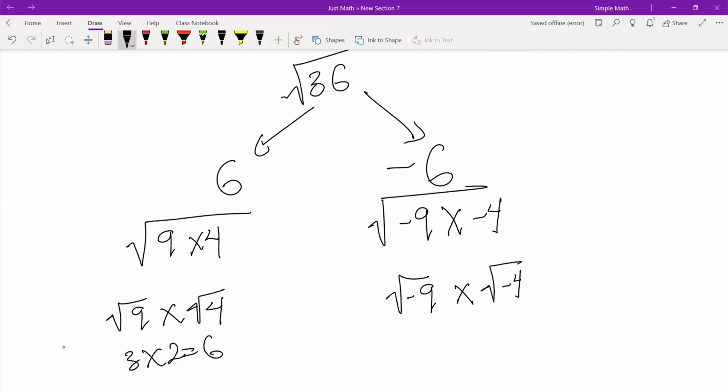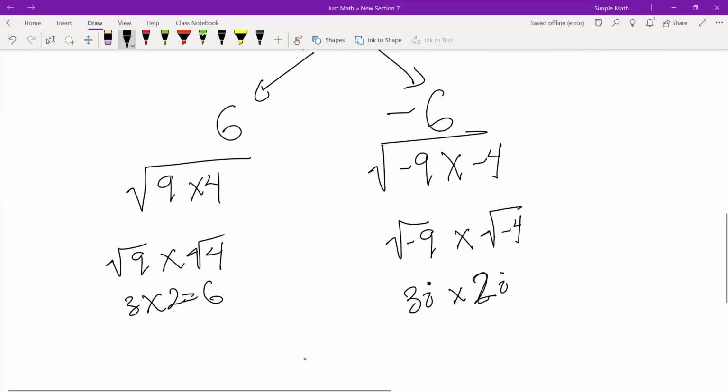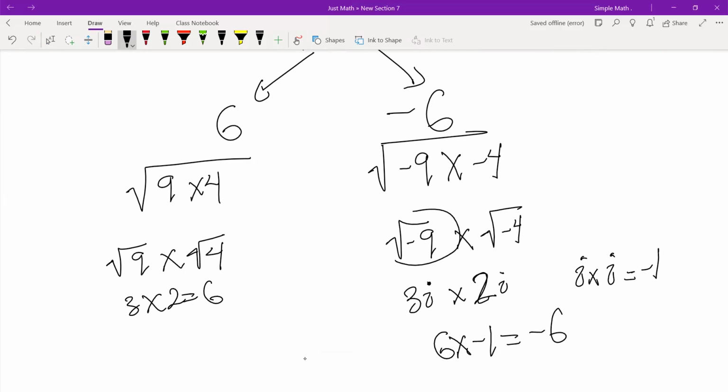Now, the square root of -9, if you deal with imaginary numbers, you know it will give you 3i. Times the square root of negative 4, which will give you 2i. If we multiply these two together, 3 times 2 is still 6, and i times i will give us -1. So 6 times -1 is -6. So you can actually have two negative numbers in the square root, although it might be an inconvenience having to deal with them. But in this situation, you can actually have them in your square root.